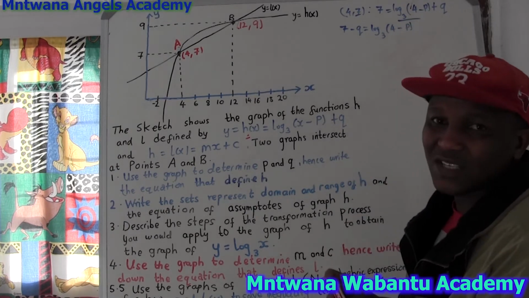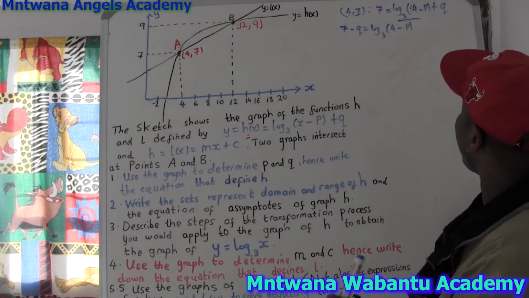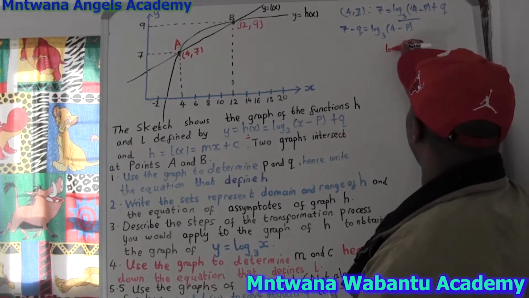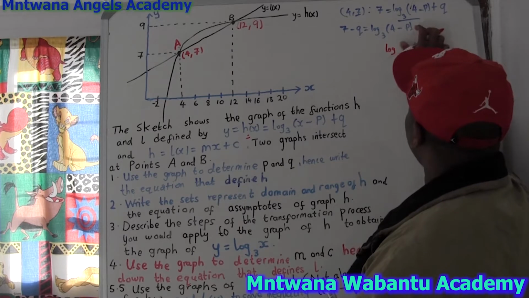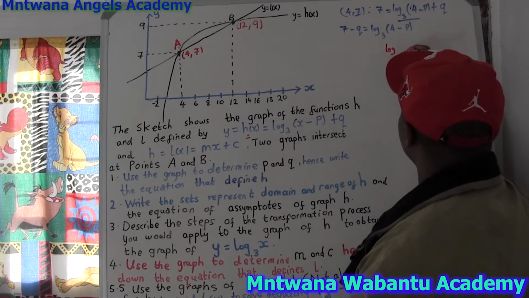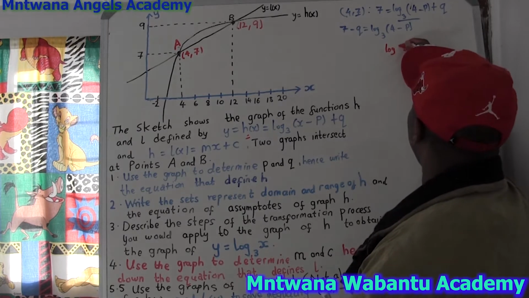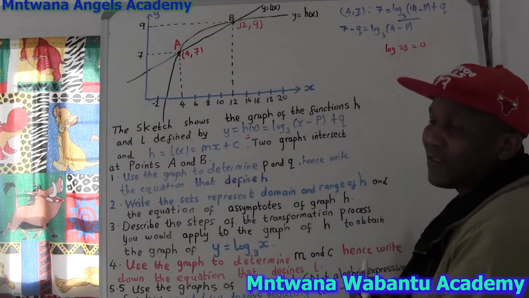There's something here I want to show you. It's called the exponential rule. Exponential rule: if somebody gives you log, let's say x, let's say this is y, or 2y equal to 0, and they say find the value of y.